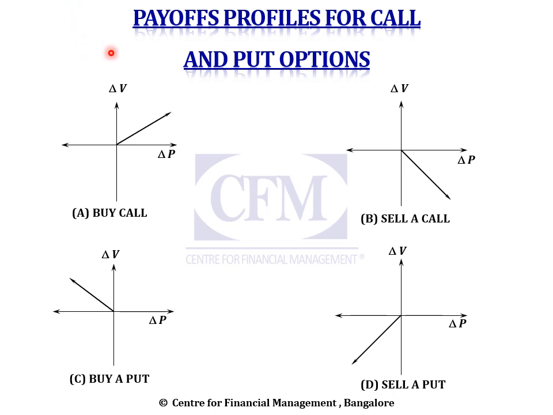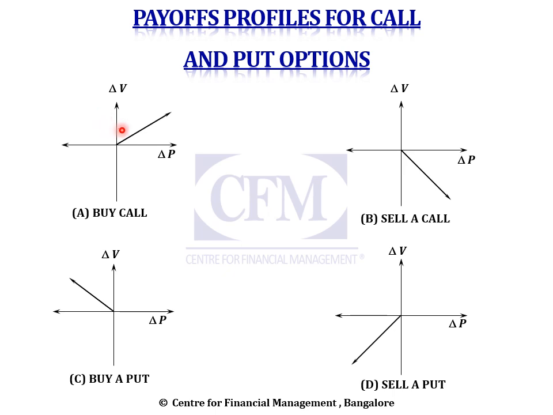The payoff profiles for call and put options are shown in these diagrams. Here is the payoff profile for buying a call option. Suppose someone buys a call option on the equity shares of Reliance Industries Limited at an exercise price of 2,200, which is indicated by this point. If the price goes up to 2,400, the buyer of the call option enjoys a gain of 200. If the price falls below 2,200, the buyer will not exercise the option, so it is worthless. So as far as the buyer of the call option is concerned, the payoff profile is like this.